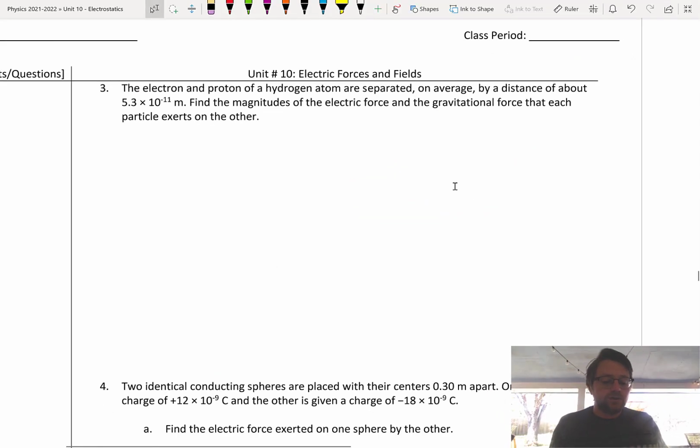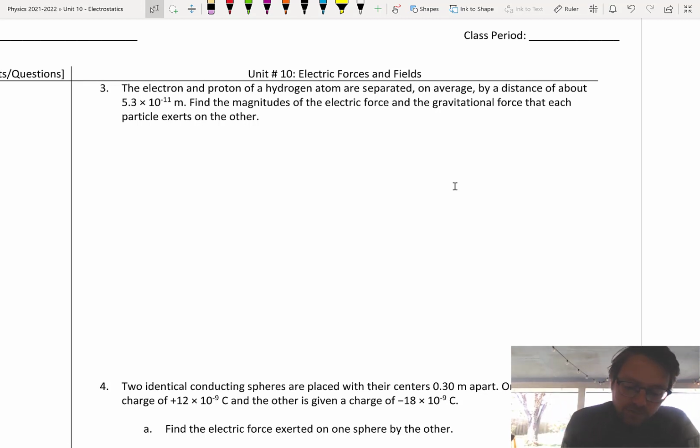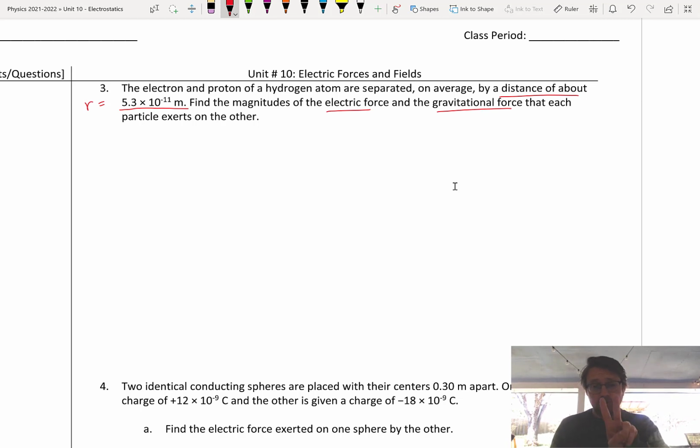Okay, we're on to question 3. The electron and proton of a hydrogen atom are separated on average by a distance of about 5.3 times 10 to the minus 11. There's our R value. Find the magnitudes of the electric force and gravitational force that each particle exerts on each other. So two different solutions we're doing.